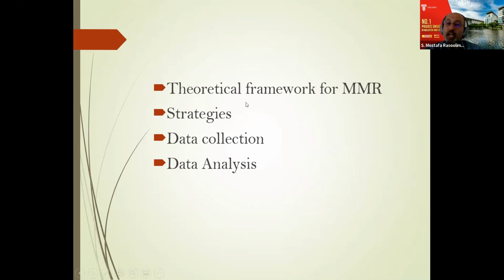Second part, to design a mixed method, we need to see our theoretical framework. We have to go to a strategy for conducting our research. We have to look at data collection and data analysis.